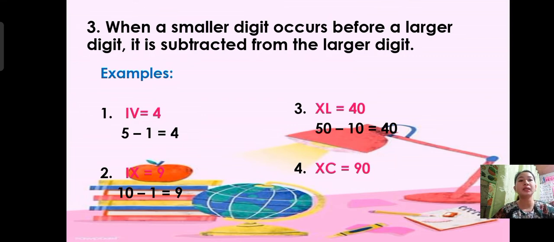For our last example, we have here Roman numeral X and Roman numeral C. Its result is 90. As you notice again, a smaller digit comes first before the larger digit, which is the Roman numeral C. So Roman numeral C is 100 subtracted by the value of Roman numeral X, which is 10. So we get 90.